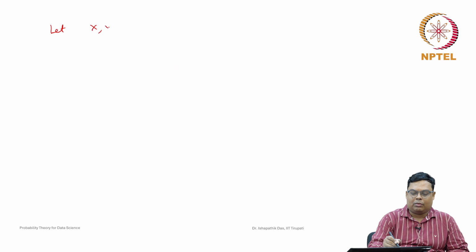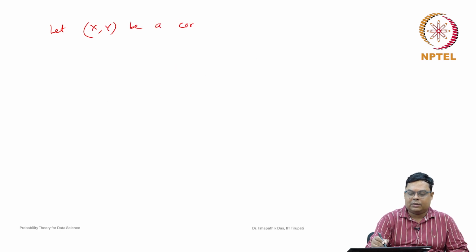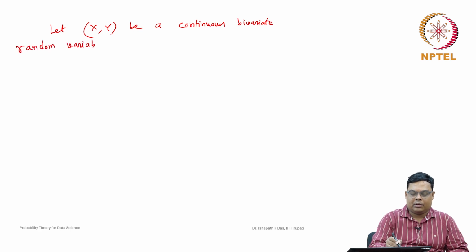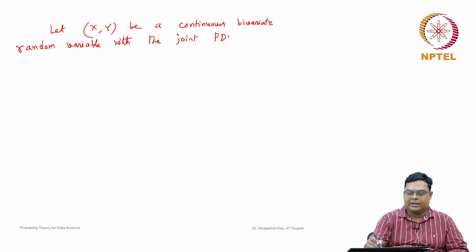Let X, Y be a continuous bivariate random variable with the joint probability density function f_{X,Y}(x,y). Suppose this is given. Now, how can we find the marginal?